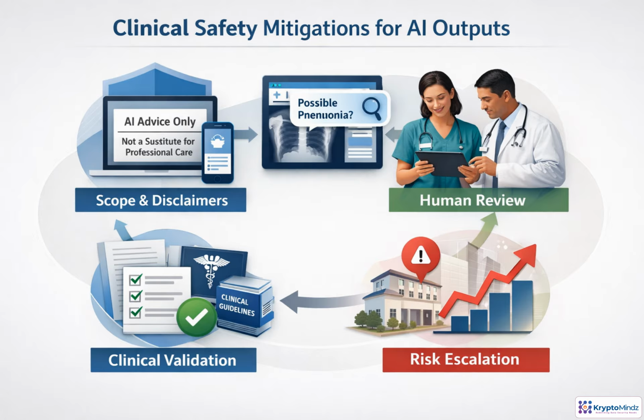Clinical safety is not one control, it is a chain. First, define what the AI can and cannot do, with clear disclaimers that it is not a clinician. Next, validate outputs against approved clinical references and safety rules. For diagnosis, treatment, medication, or triage, require qualified human review. Finally, monitor incidents, feedback, near misses, and recurring defects, and escalate urgent symptoms to licensed professionals.